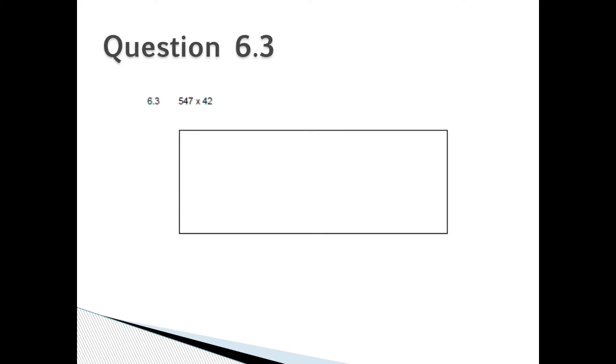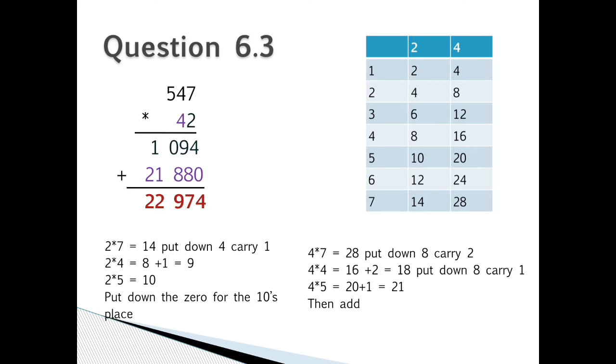547 times 42. When we do multiplication, we need to know our times table. So 2 times table is 2, 4, 6, 8, 10, 12, 14. And we need to know our 4 times table in this case. 4, 8, 12, 16, 20, 24, and 28. So 2 times 7 is 14. You put down the 4 and carry 1. 2 times 4 is 8, plus the 1 you carried is equal to 9. 2 times 5 is 10, which you put down. You put down the 0 for the tens place.